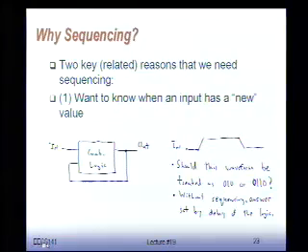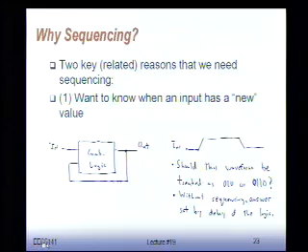Now, this is called sequential logic. Why do we call it sequential logic? Well, sequential means sequencing. It comes from the same root, sequence. We're not going to do things all instantaneously, but there's now going to be a sequence of events happening. Sequencing is important.